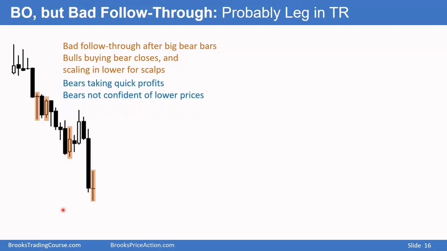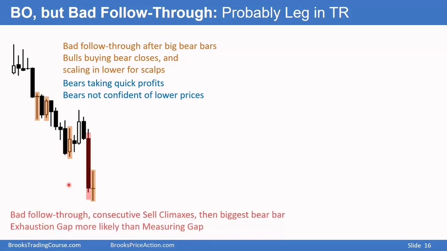And the bears are taking quick profits. They're selling maybe above bars, maybe at that high, and as soon as they get enough for a scalp, they buy. And the bears are buying, trading a bar like that. So the bears are not confident of lower prices. Once they get a strong bear bar, they use it to take profits instead of saying, oh, it's a sell the close bear trend, I better sell because it's going lower. The bears are not confident.